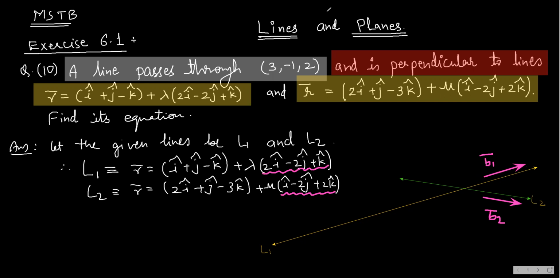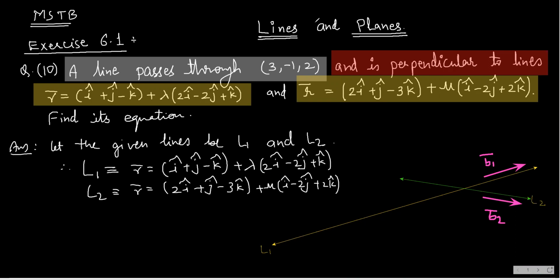The vectors which we have multiplied in the equation of a line, as you know, the vector which is multiplied with lambda and mu gives us the DRs of the line. That itself indicates that these are the vectors in the direction of the line, along the line. So this is B2 bar and that is B1 bar.